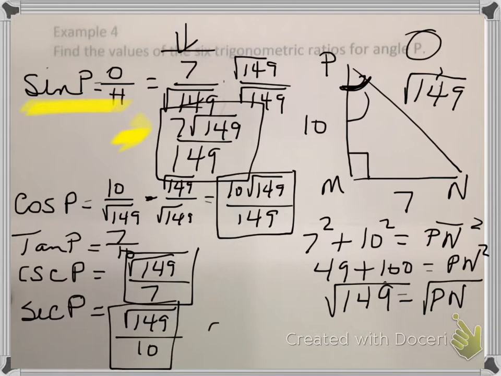And maybe I have enough room for cotangent of P. It'd be nice to make a little answer area where you just put them in order after you've done the work: sine, cosine, tangent, cosecant, secant, and cotangent. It makes it easy to grade. So cotangent is the reciprocal of tangent, and tangent was 7/10. So cotangent is 10/7. So there you go, you have your 6 trig functions. All right, that is the end of part 2. Part 3 will be coming soon.